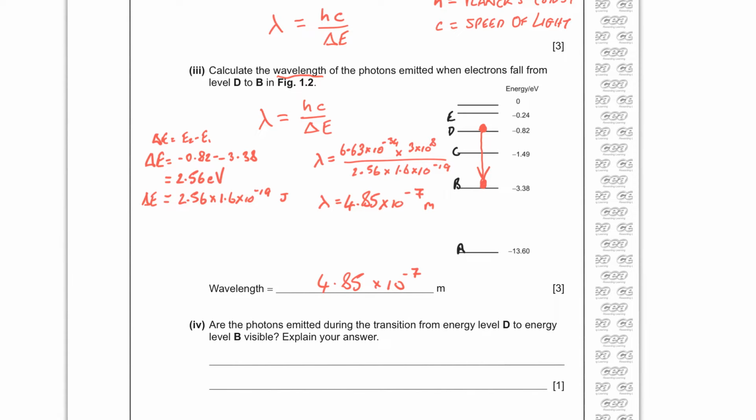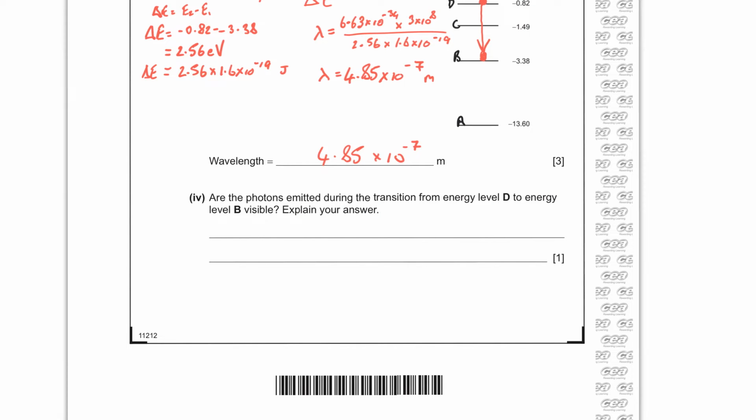Are the photons emitted during the transition from D to B visible? Explain your answer. So firstly, just remind ourselves that 4.85 times 10 to the minus 7 is 485 nanometers. And we have visible spectrum that runs from 400 to 700 nanometers, so that is definitely within that range.